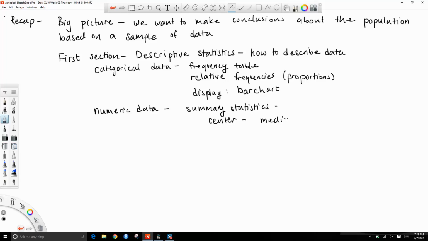Now what is the difference between the median and the mean? So the median is what? The middle point. The halfway point. And what is the mean? Pretty much the average. It's the balancing point. And to describe the spread, what do we have? We have the IQR, and we have the standard deviation.